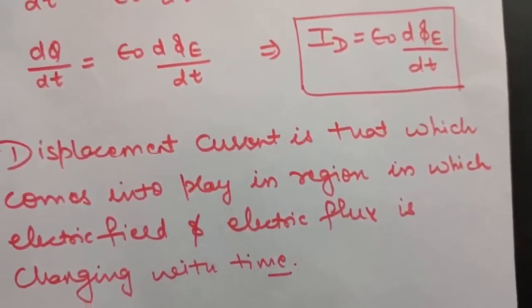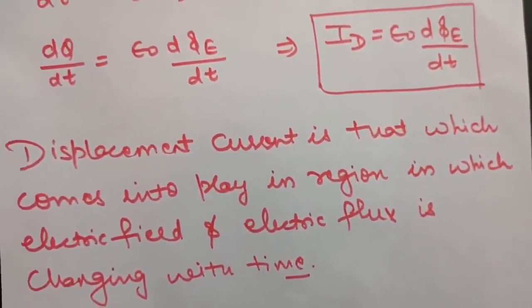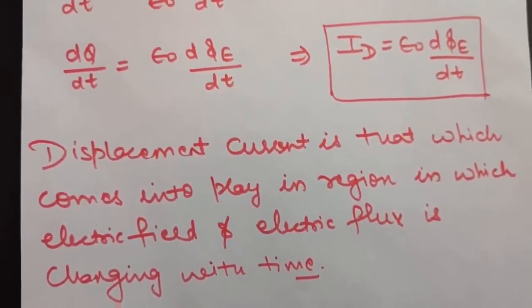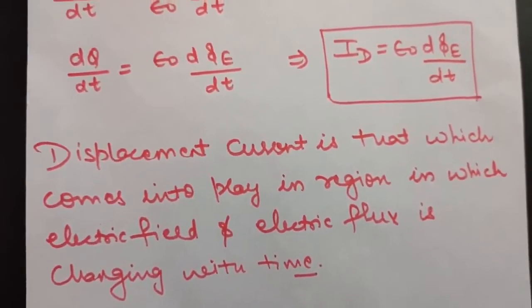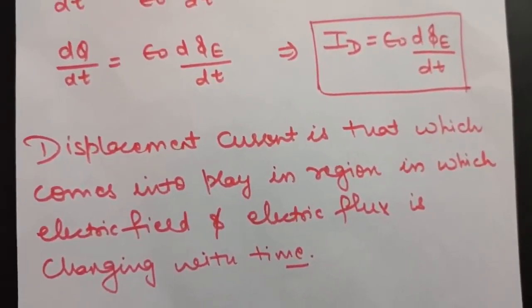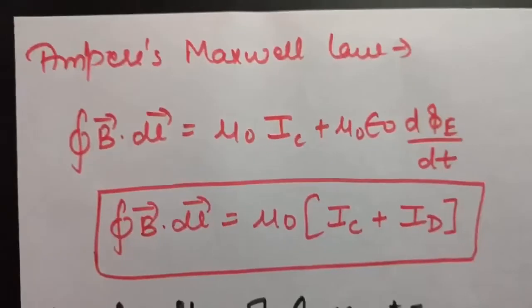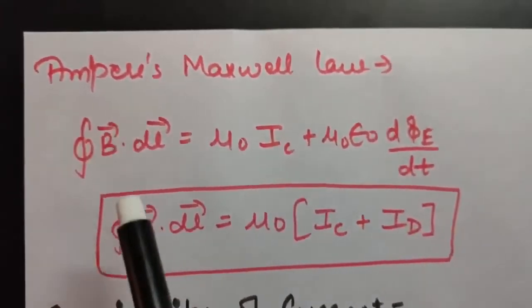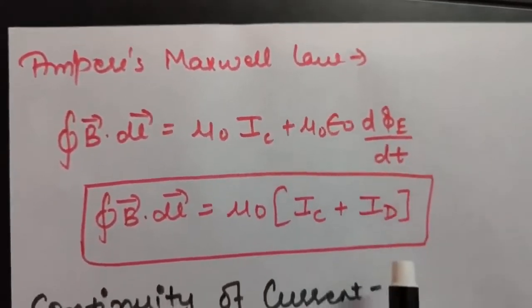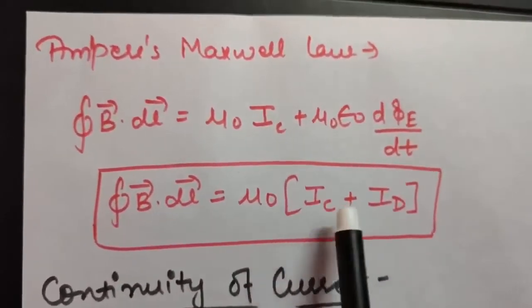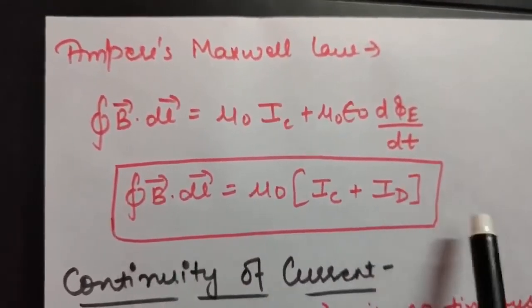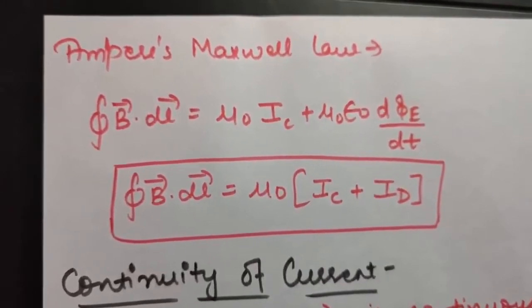Okay, so from here we can conclude that Ampere's law is only valid when you have only conduction current. But if we have conduction and displacement current, both of them, then we'll be using Ampere's Maxwell law. That is this: Ampere's Maxwell law is B dot dl is mu naught IC plus mu naught epsilon naught d phi E by dt. Or you can write it as B dot dl is mu naught (IC plus ID). So this ID is the missing term in Ampere's law, and collectively it is called Ampere's Maxwell law.